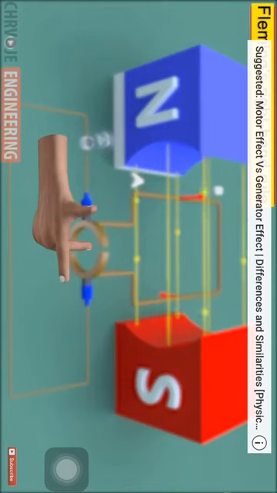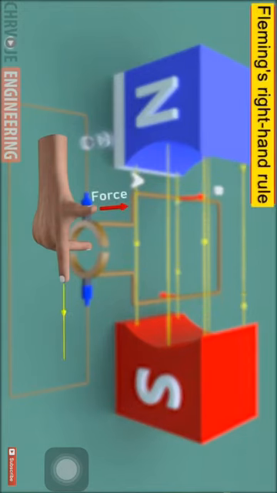How do we do that? We place our right hand so that the thumb points up, showing the direction of the force. The index finger points in the direction of the magnetic field from north to south pole, and the middle finger will point in the direction of the induced current, which is in our case from A to B.